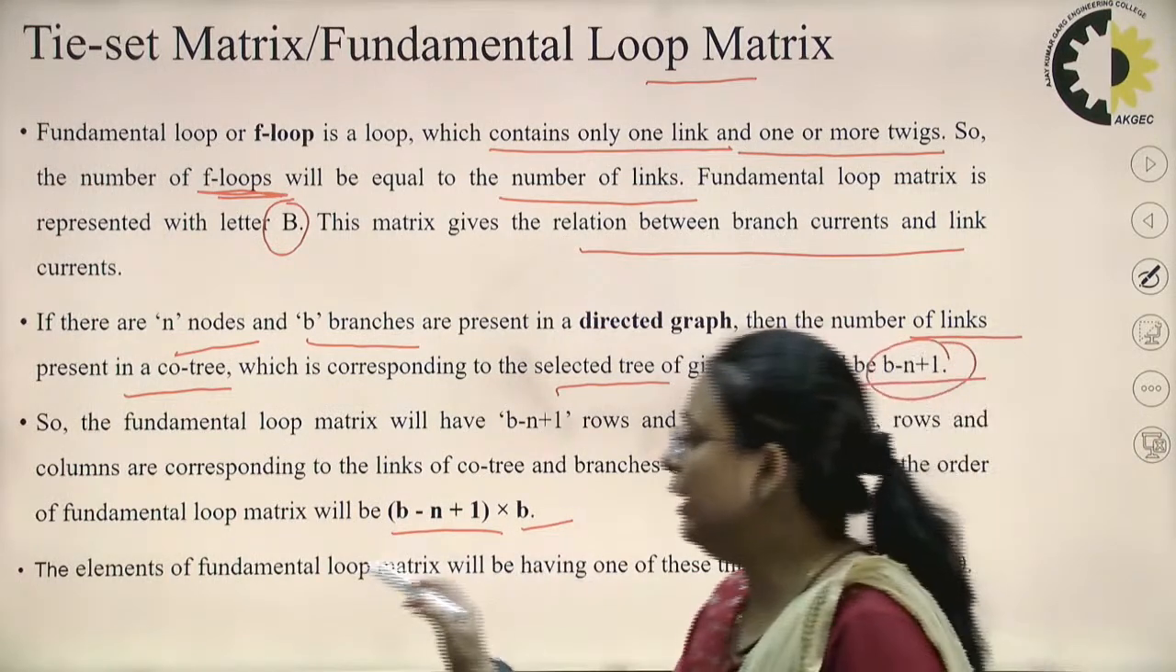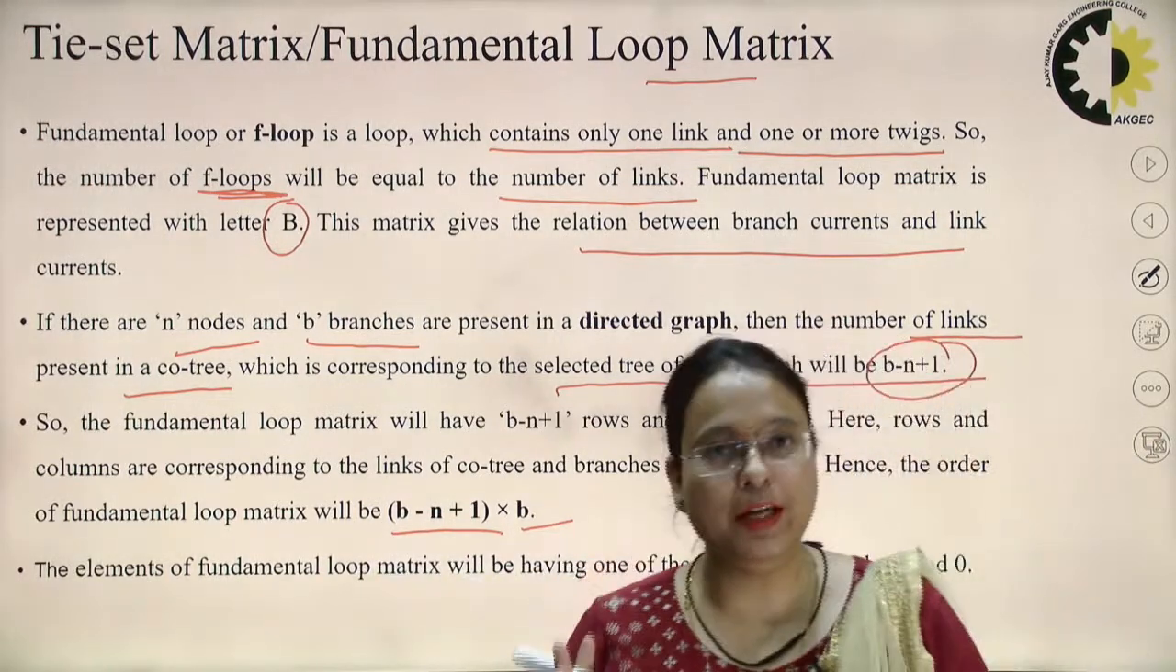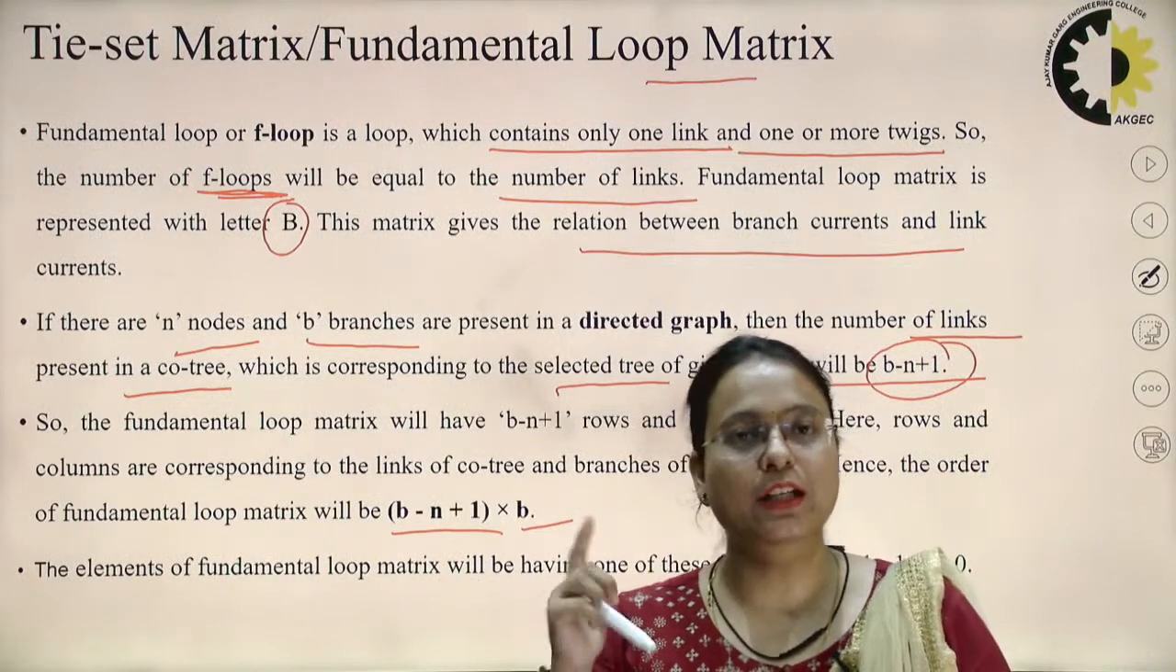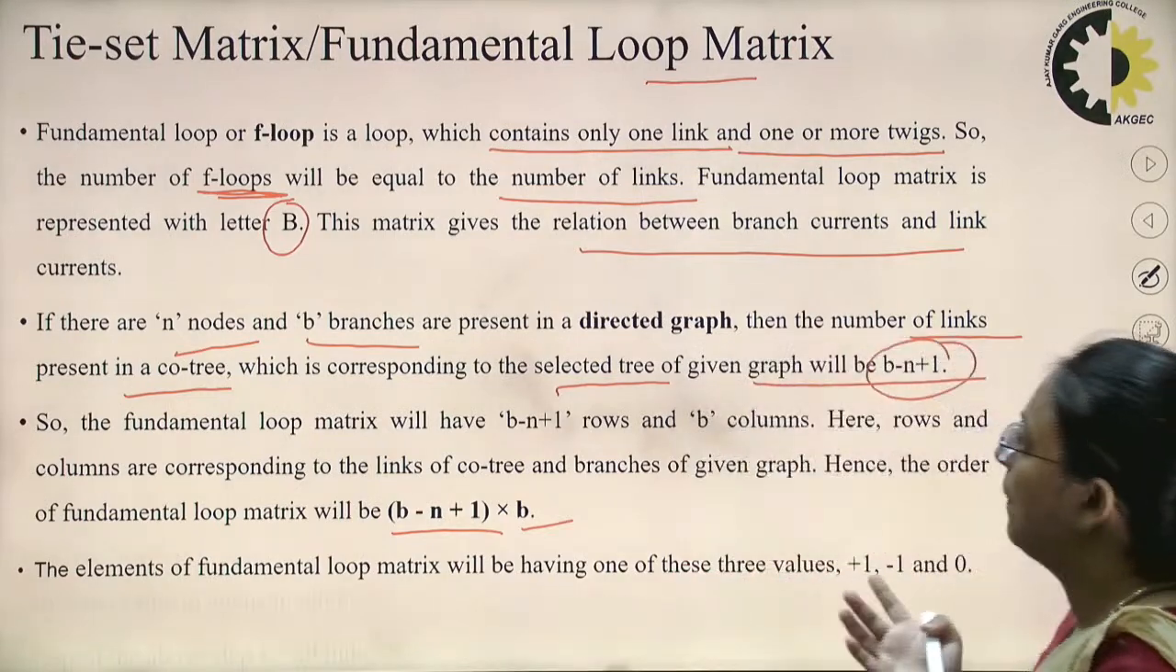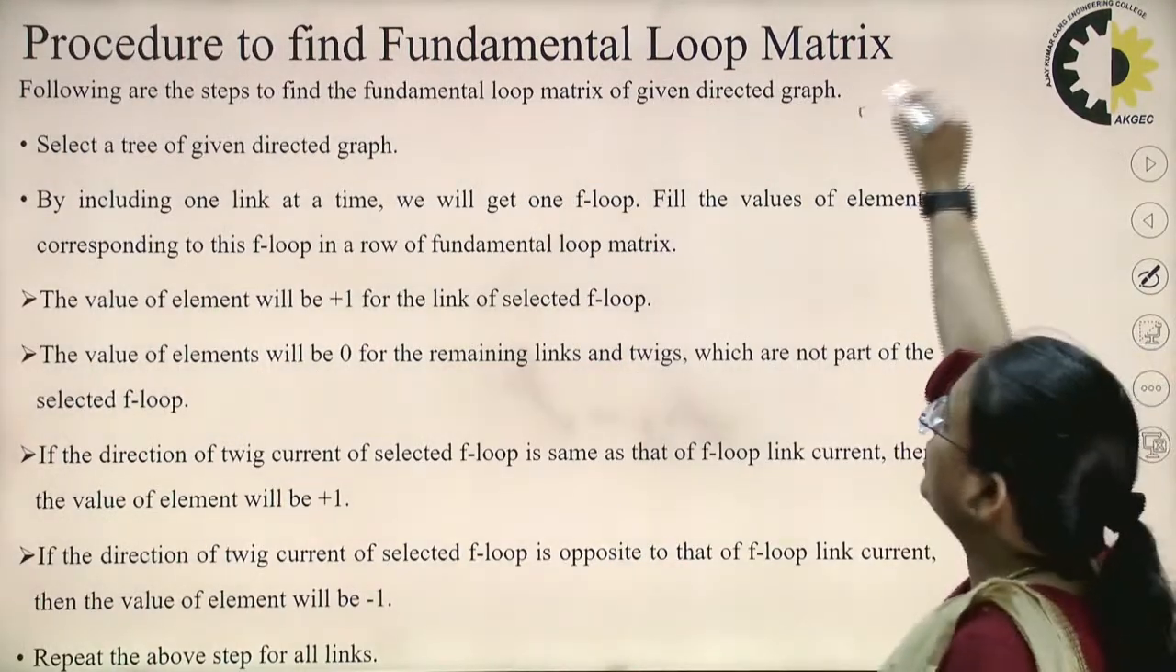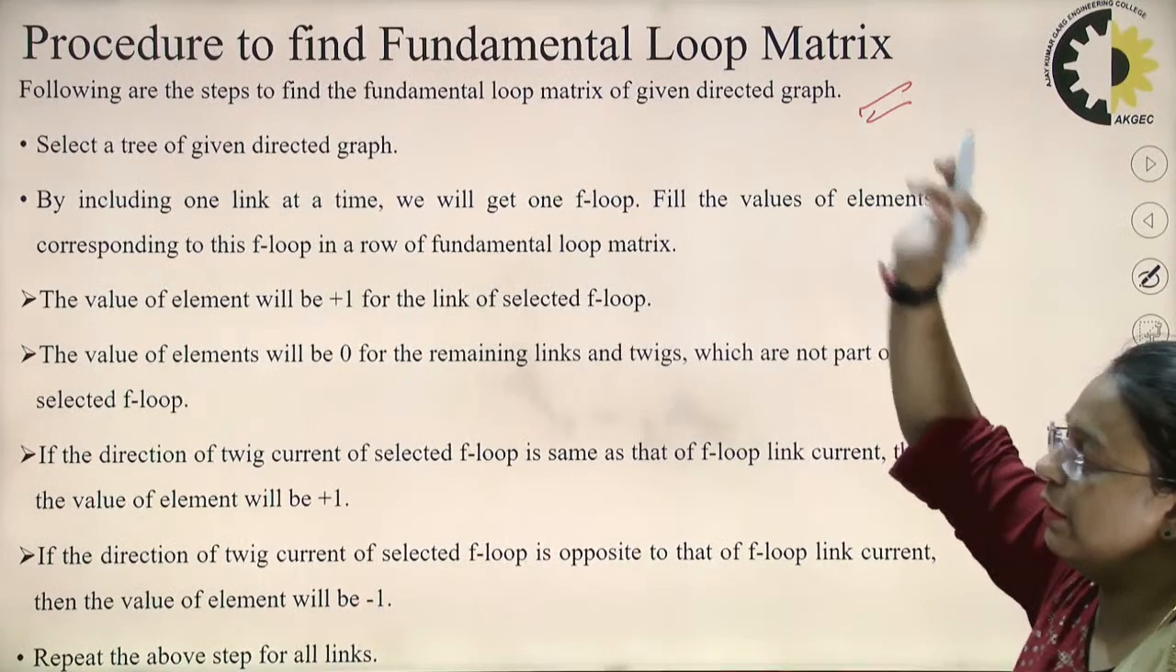In the elements, there will be entries of only 3 values in any Tieset matrix, that is +1, -1 and 0. So this is the procedure for how to draw any particular matrix, the Tieset matrix.